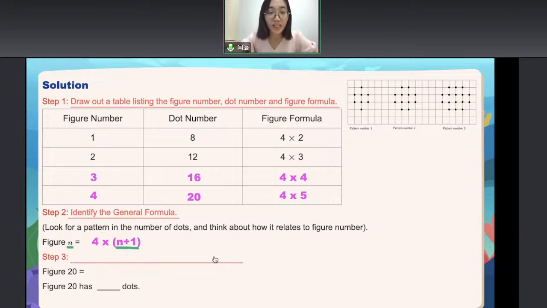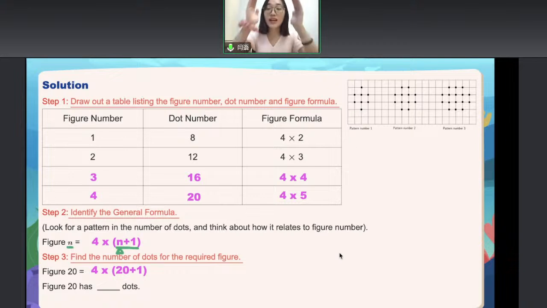The question asks you to figure out how many dots are there in figure 20. So now we can apply our formula. Figure 20, that is n equals 20. According to the formula, it should be 4 times (20 plus 1). So what is the final answer? 20 plus 1, because it's in the brackets, you need to start here. 20 plus 1 equals 21, and then multiply by 4, we get the answer 84.